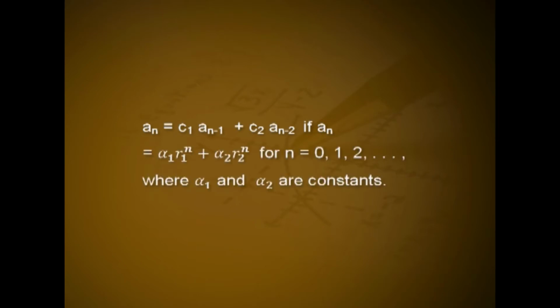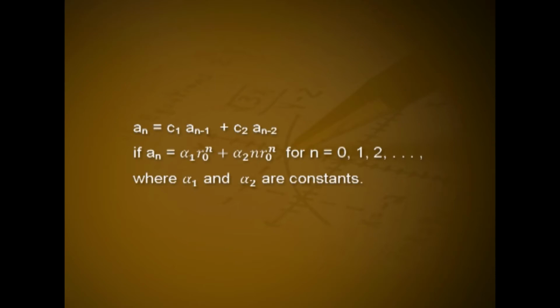Then the sequence a_n is a solution of the recurrence relation a_n = C1 a_{n-1} + C2 a_{n-2} if and only if a_n = alpha1 R1^n + alpha2 R2^n for n = 0, 1, 2, etc., where alpha1 and alpha2 are constants.